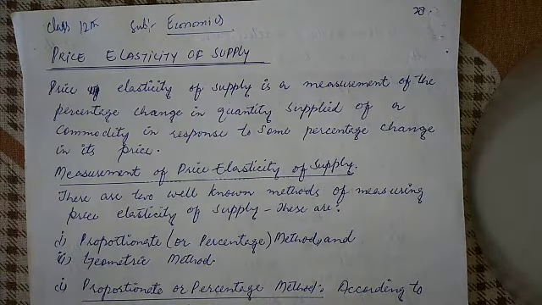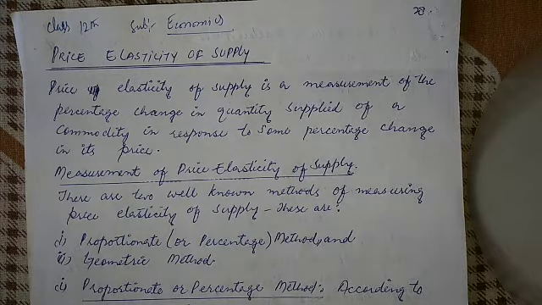Our today's topic is price elasticity of supply. You see, price elasticity of supply is the measure of change in quantity supplied of a commodity due to change in its price. The law of supply tells us the direction in which supply will change as a result of change in price.